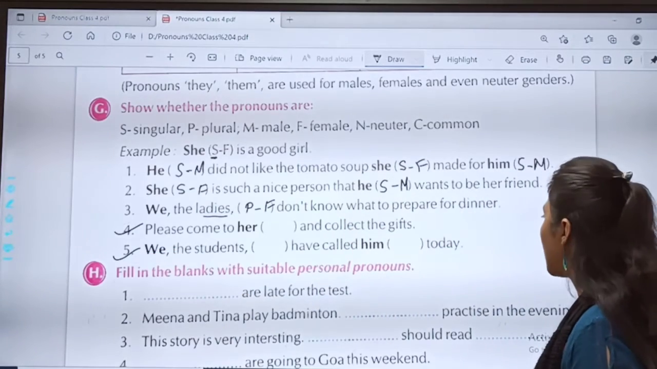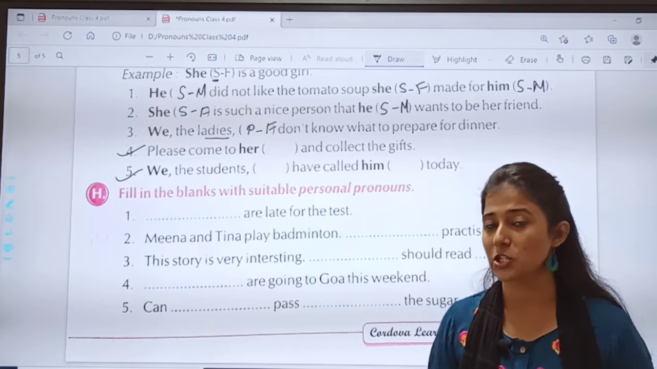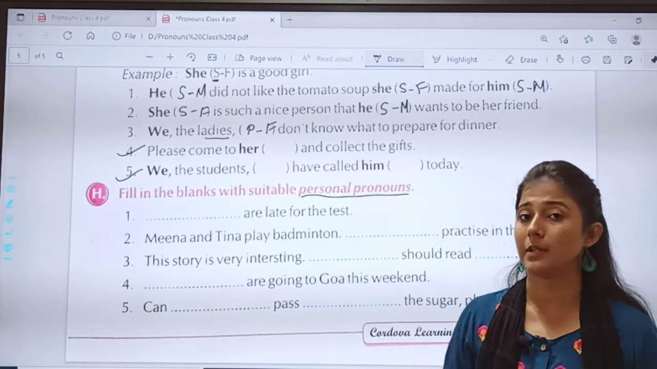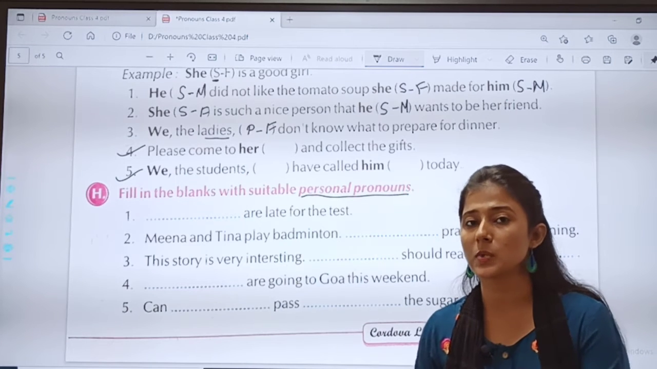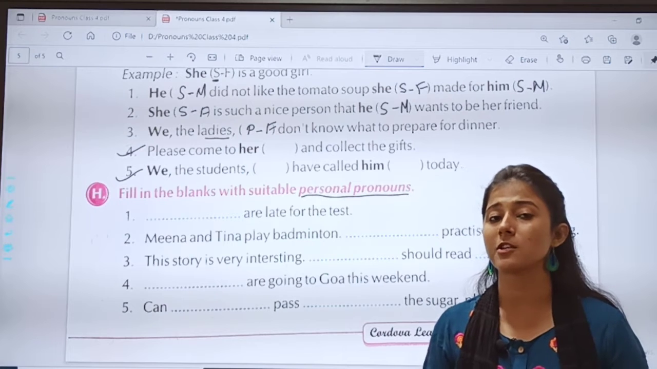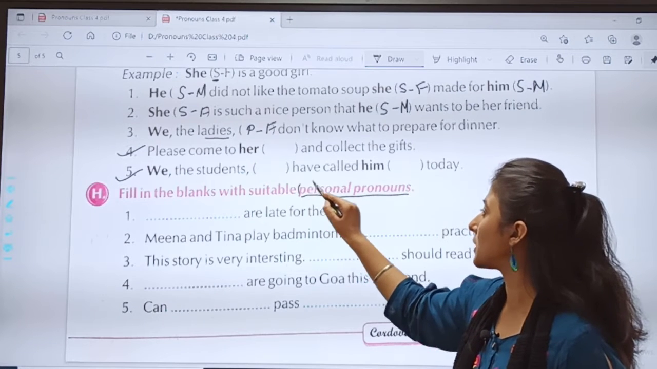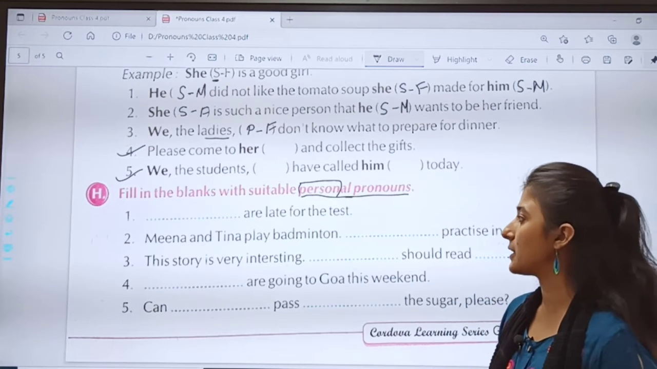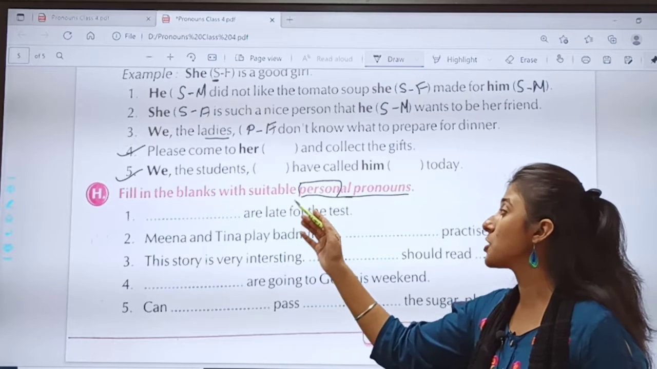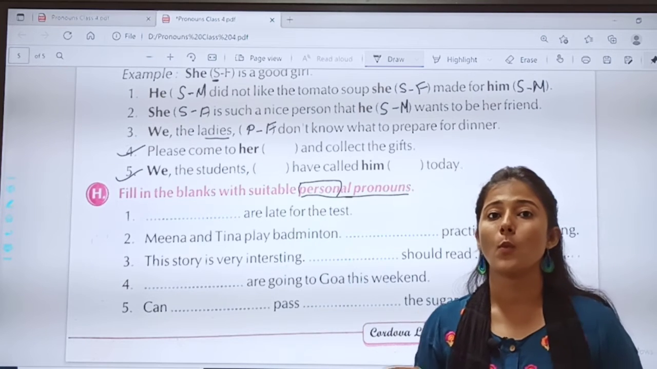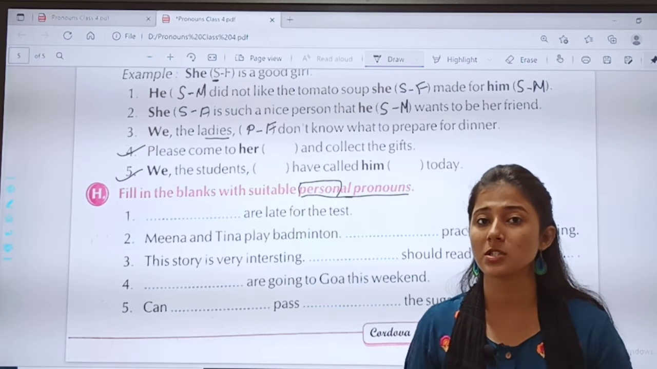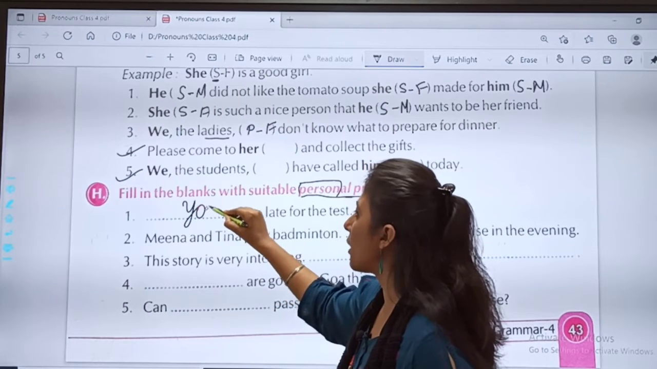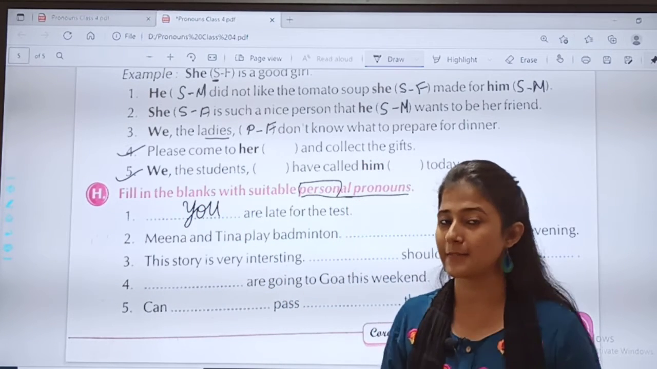Okay. Now our last exercise, exercise H. Fill in the blanks with suitable personal pronoun. Now you remember personal pronouns means which pronouns are used in place of person. I had told you to take the word person, then animal or thing. Okay. So let us read the first one. Dash are late for the test. When you are late for the test, what does the teacher say? You are late for the test. So you is a pronoun which is second person, right?